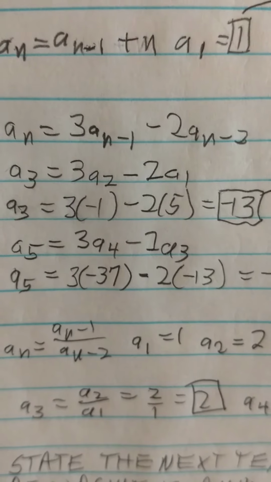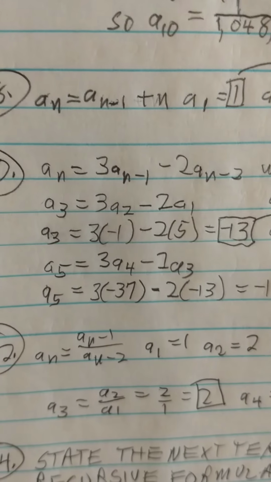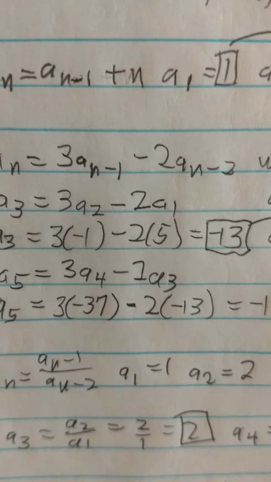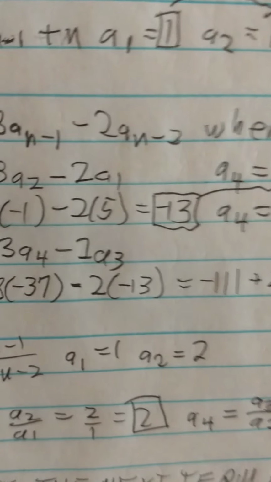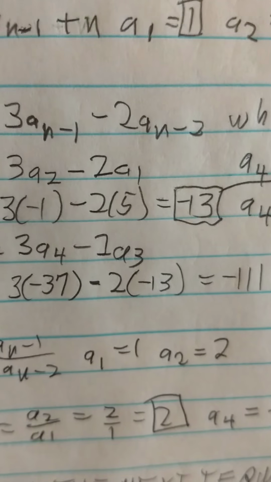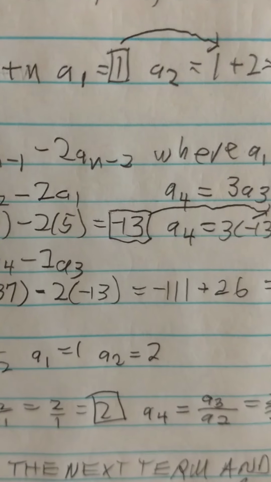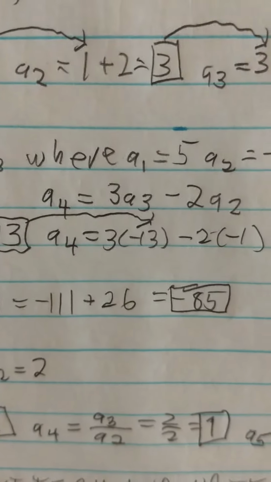And a5 now is 3 times a4 minus 2 times a3. And that would be 3 times negative 37, the last term, minus 2 times negative 13, the next to last term, which would be on your calculator now, negative 111 plus 26 would be negative 85.